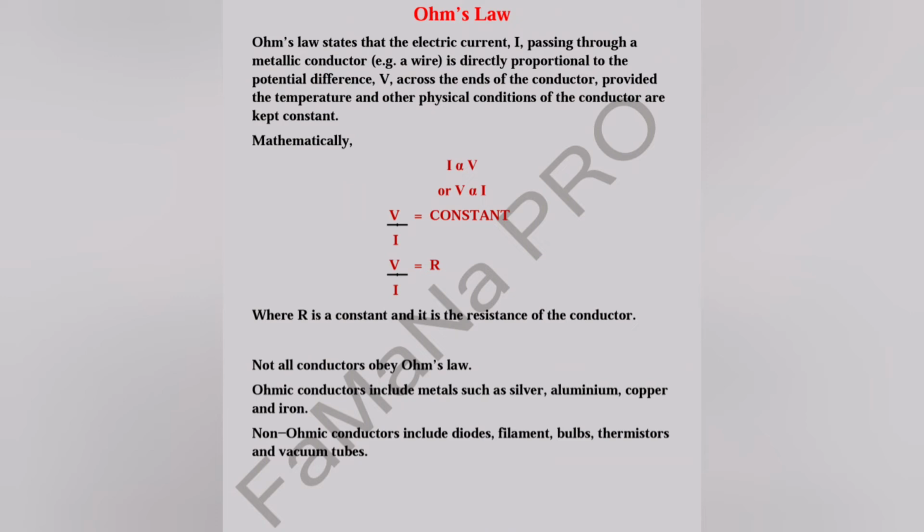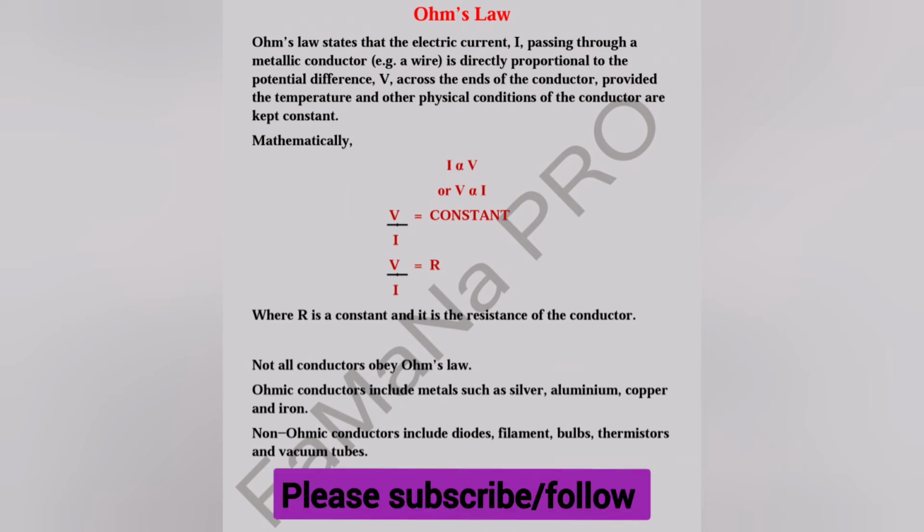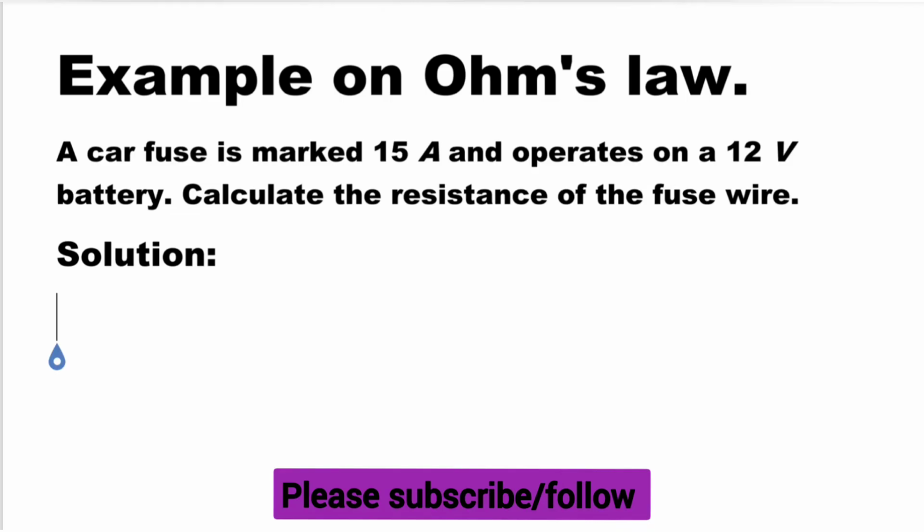It is not all conductors that obey Ohm's law. Conductors that obey Ohm's law are called ohmic conductors. They include metals such as silver, copper, aluminium, and iron. Some conductors do not obey Ohm's law. Such conductors are called non-ohmic conductors, and they include diodes, filament bulbs, and vacuum tubes. Now this is an example on Ohm's law.